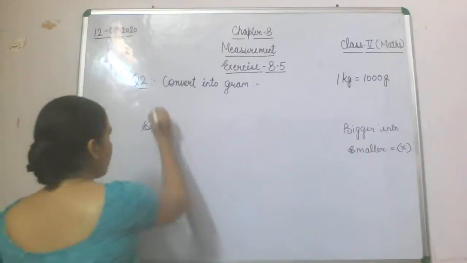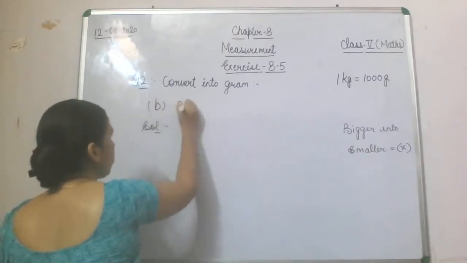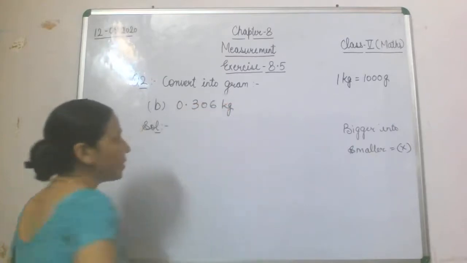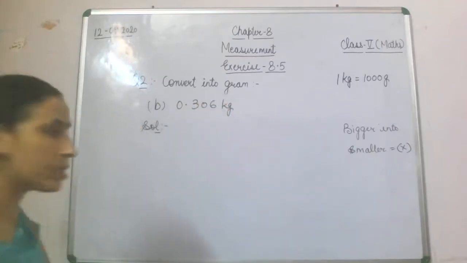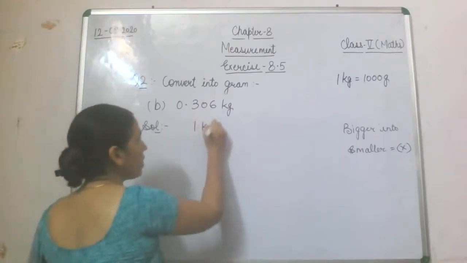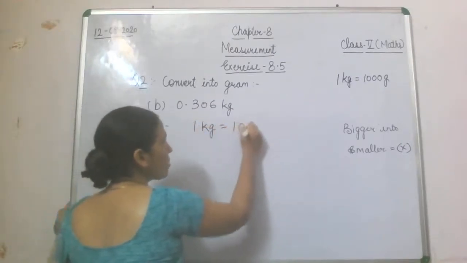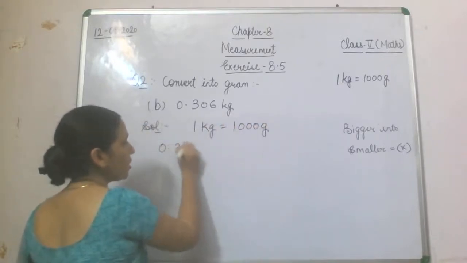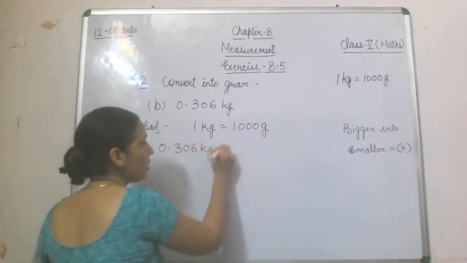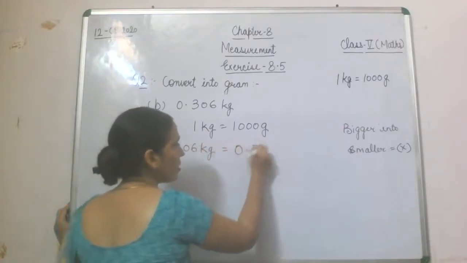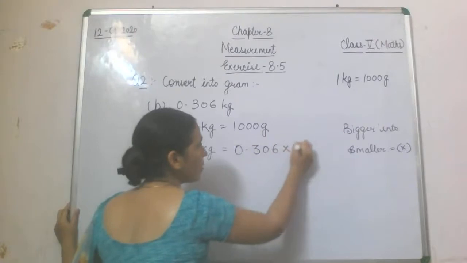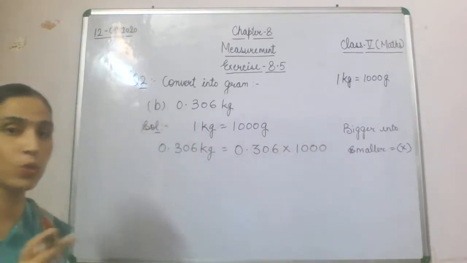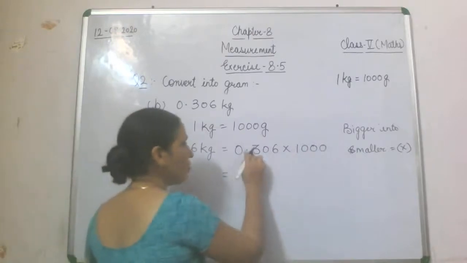So now we'll start with B part. B part is 0.306 kg. So what is that? 0.306 kg. This we all are aware that 1 kg is equal to 1000 gram. It means in this 0.306 kg, how many gram are there? That 0.306 will be multiplied by 1000. It means 3 decimal places we have to shift towards right. So we'll shift 1, 2 and 3.